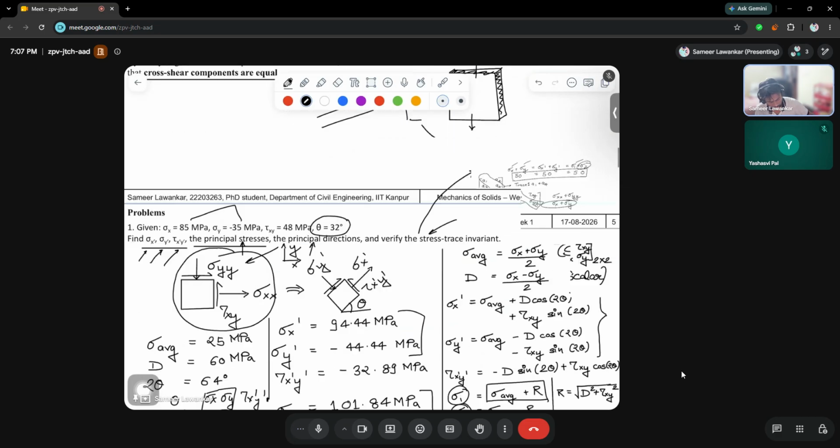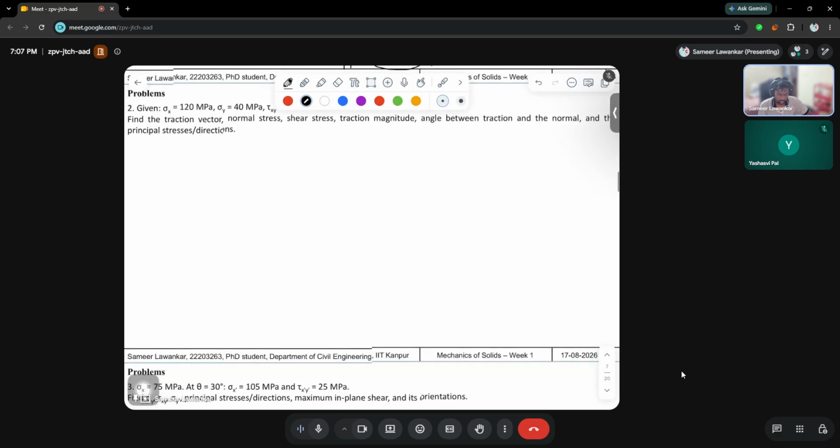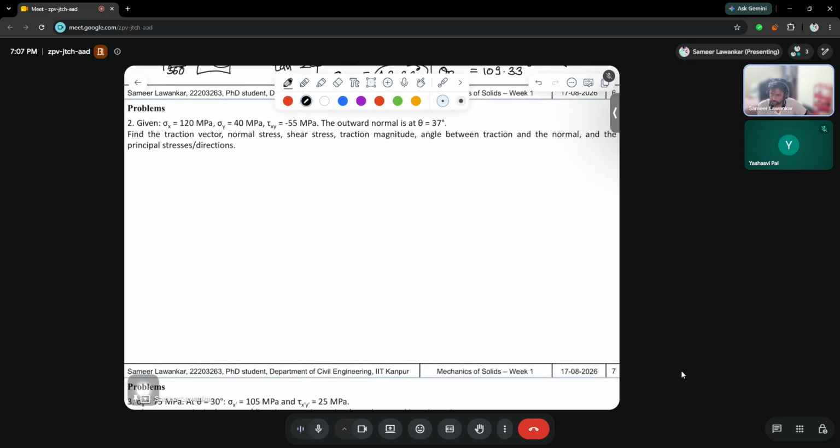Fine. Now let us move on to the next question. The next question says that sigma x is given to you. Whenever the question gives sigma x, sigma y, tau xy, immediately the picture of a square with sigma x going in this direction, sigma y going in this direction, and tau xy should come into your picture. If it comes into picture instantly, the questions to be solved in subsequent lectures are very, very simple.